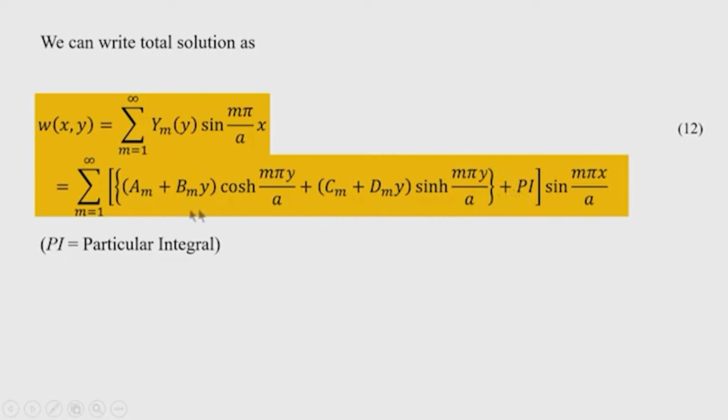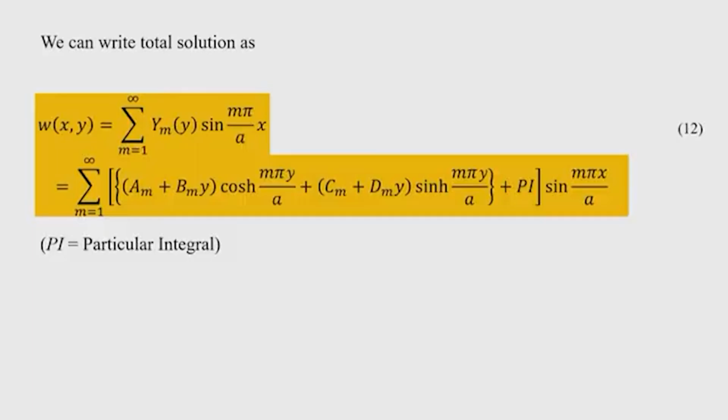So, total Ym(y) is this function inside the third bracket, and it is multiplied by the function sin(m pi x by a), which represents the half waves in the x direction in the deflected series. Now, the sine function is used in the deflection series because two opposite edges are simply supported. So, only the sine function is the appropriate trigonometric function that can satisfy both geometric as well as force boundary conditions.